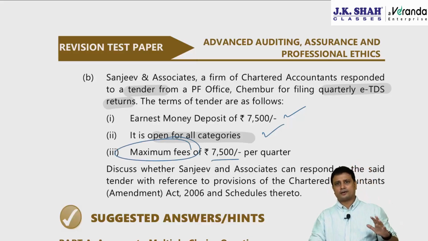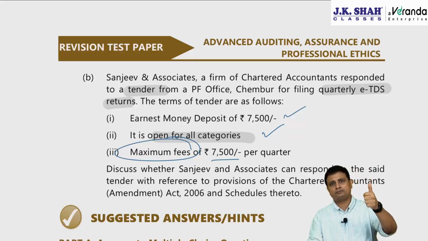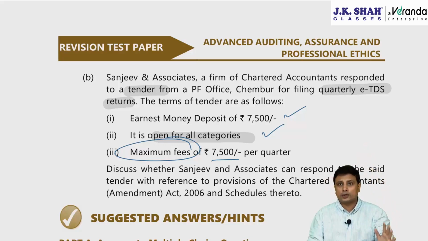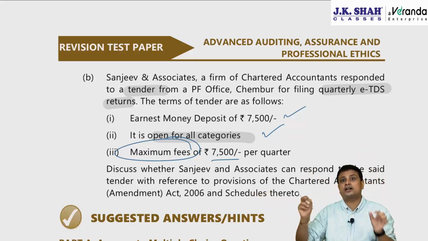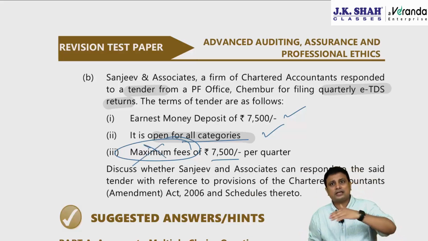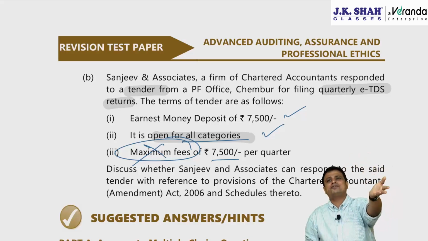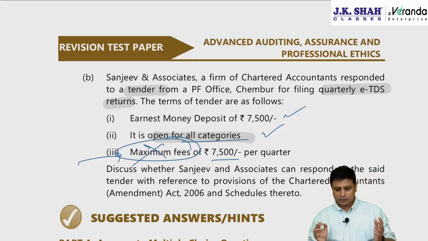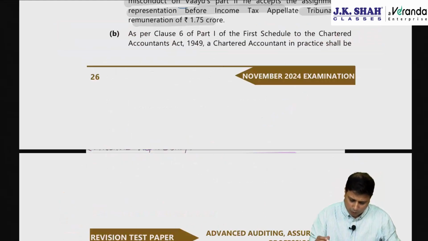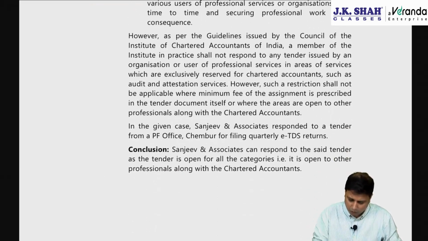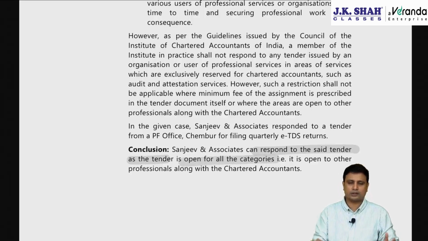So see, in case of a tender, if we are invited, we can apply. If it is open for everyone, we can apply even if no minimum fees is quoted. But if it is exclusively for chartered accountants, then minimum fees applies, see, maximum does not matter. But now since here it is open for all categories, even minimum fees is not required. So if you get confused by this word maximum fees, you will end up committing a mistake. Here there is no problem. He can apply to the tender because here in this case it was open for all. So he can respond to the tender as it is open for all categories, that is open to other professionals as well.